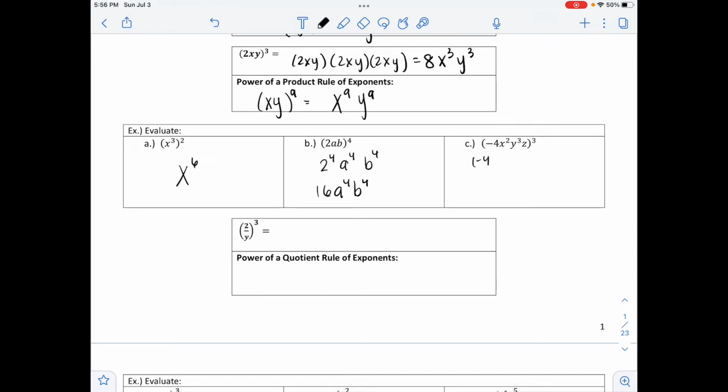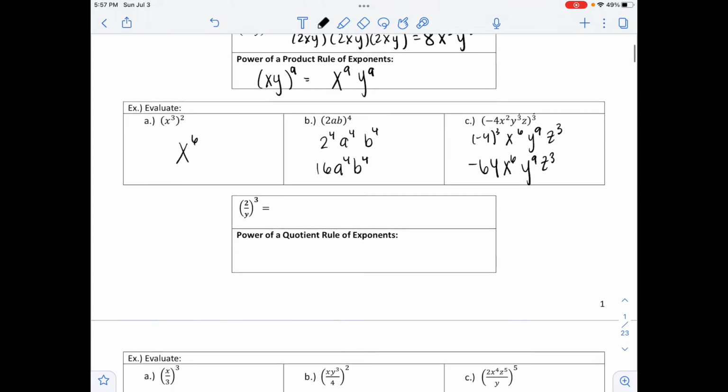So we're going to have negative 4 to the 3rd, x to the, and it's 2 times 3, or 6, y to the 3 times 3, or 9, and z to the 3rd. And then negative 4 to the 3rd is going to become negative 64, x to the 6th, y to the 9th, and z to the 3rd.